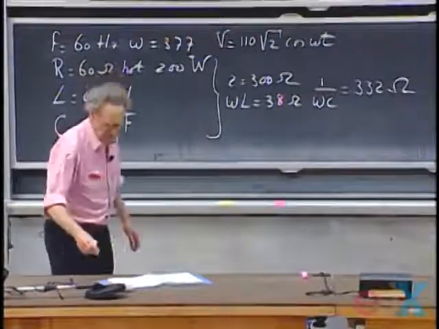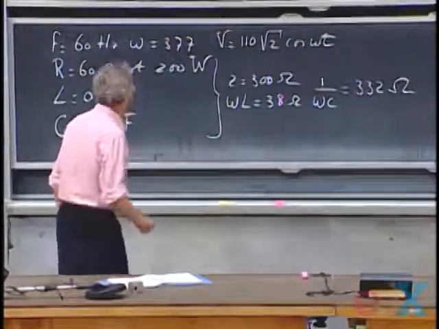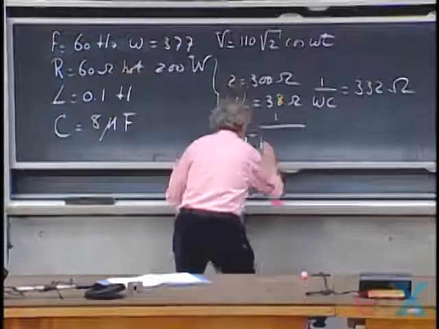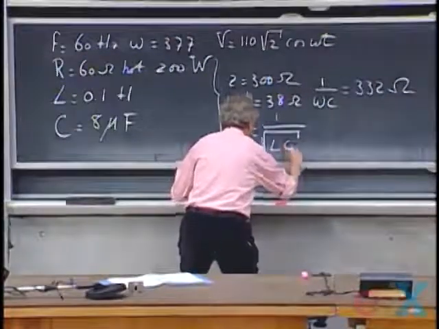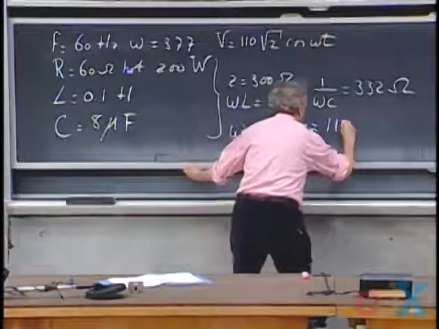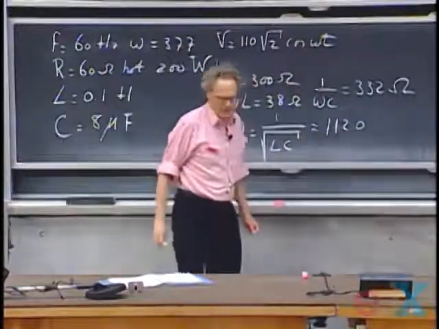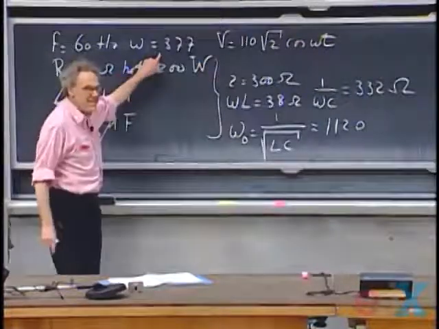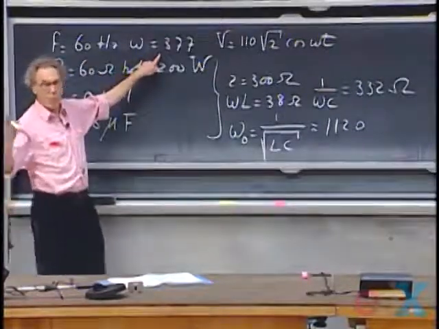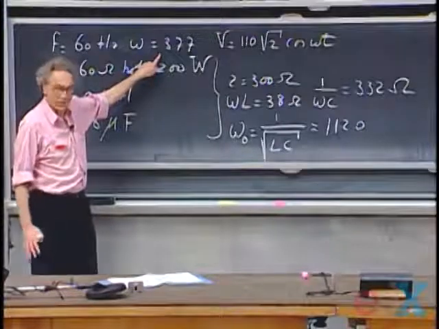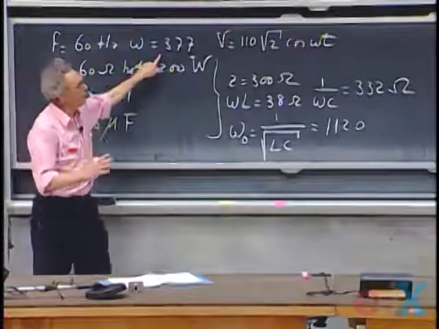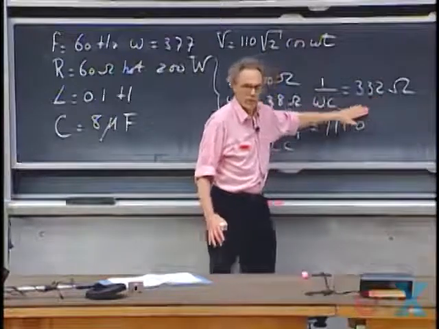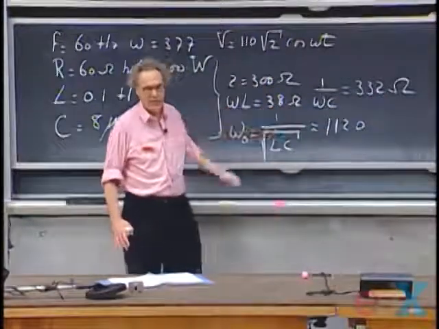In case you're interested in the resonance frequency, omega 0 is 1 over the square root of LC, and that is about 1120 radians per second. In other words, my driver is nowhere near resonance. I am way below resonance. When you're way below resonance, it is the C that dominates. Look at the 332 ohms and compare that with the 38.